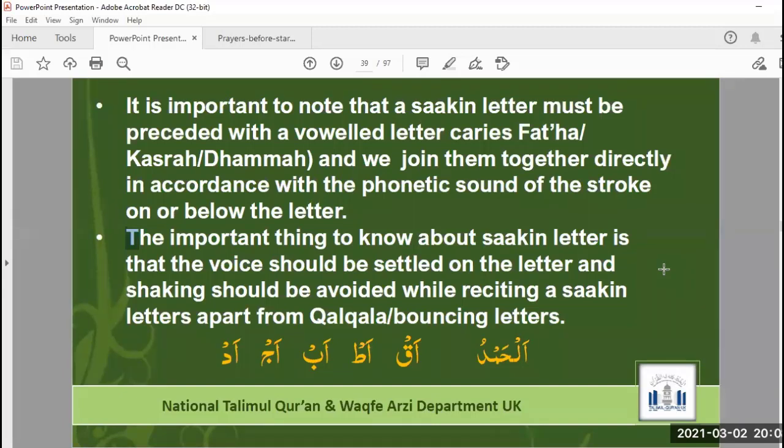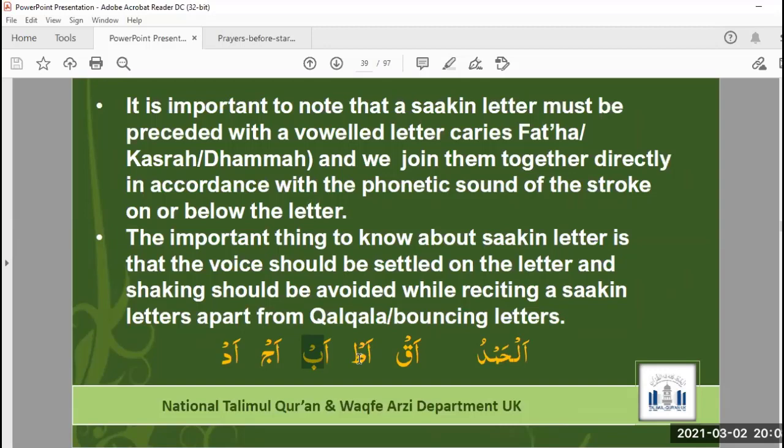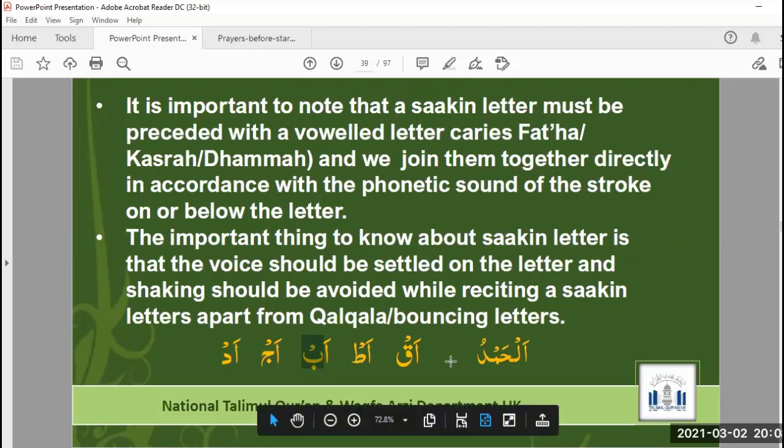Can I explain a little bit more? Yes. These are the qalqala letters where there is bouncing, where you will hear a second sound like aq, at, ab, aj, and ad. If you listen to the second sound, this is qalqala. Inshallah ta'ala, next week we will learn about these qalqala letters, but at the moment we are revising the sukun sign.